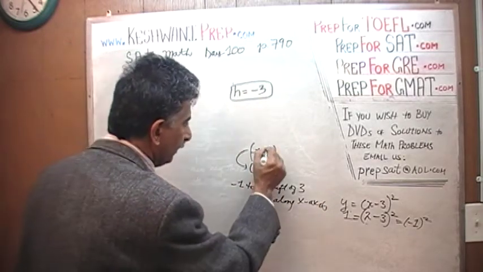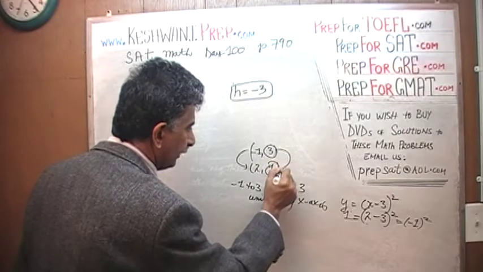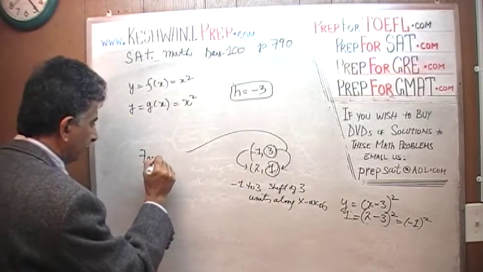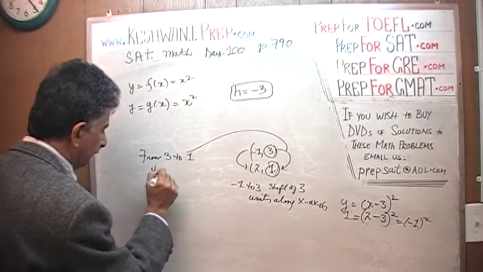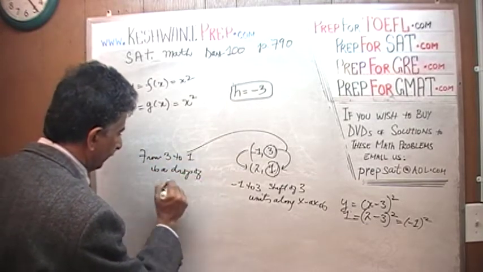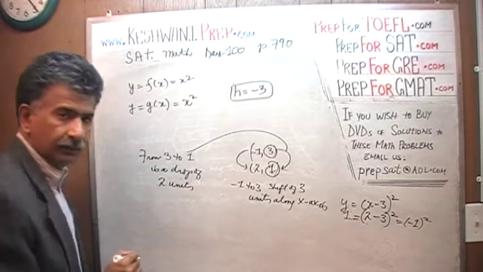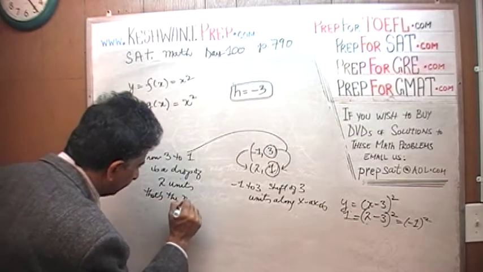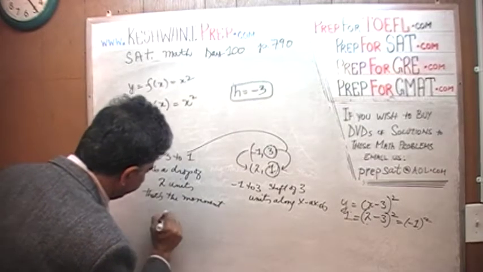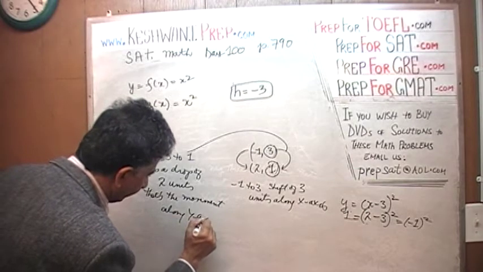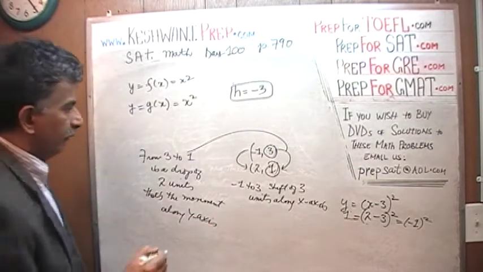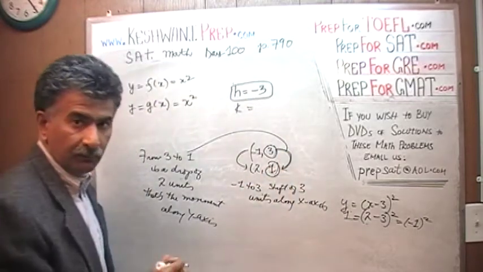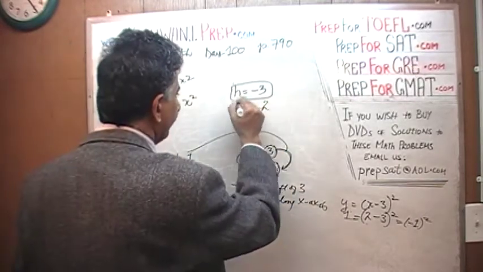Now we are interested in from 3 to 1. From 3 to 1 is a drop of 2 units. And that's the movement along the y-axis, and that's what they're calling k. K equals, because it's going down from 3 to 1, it is -2.